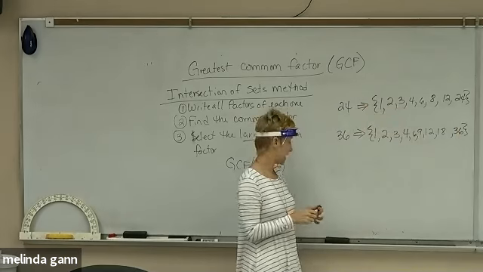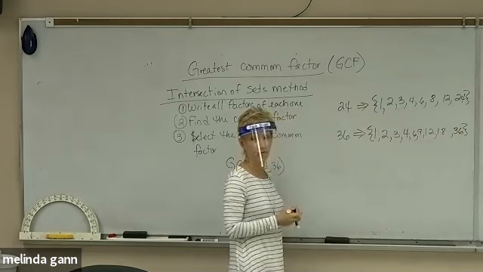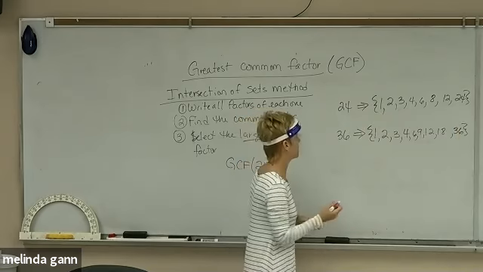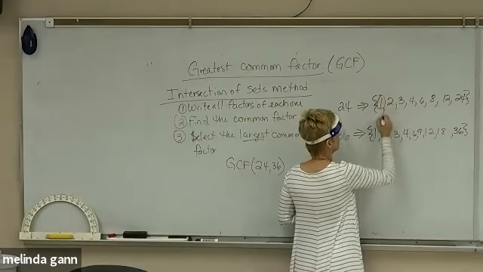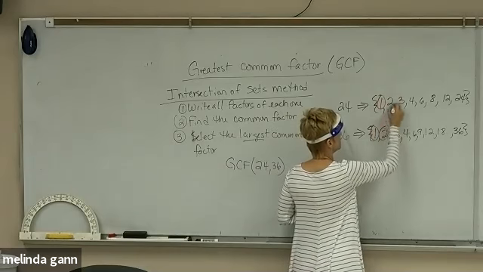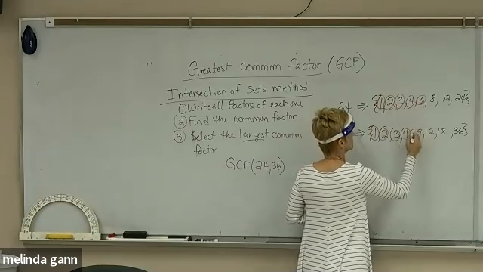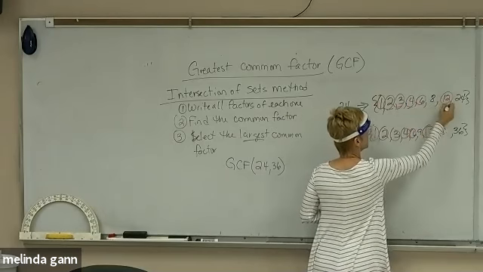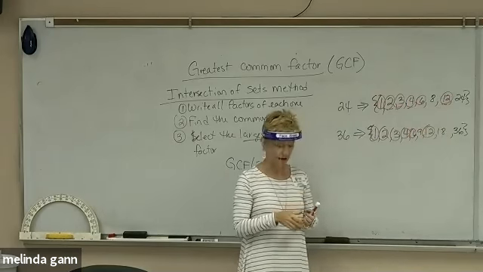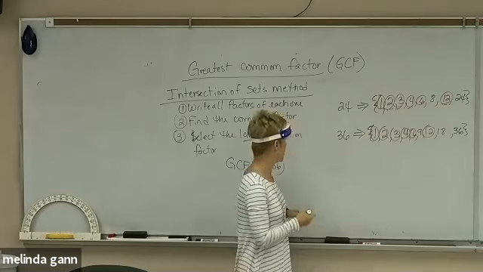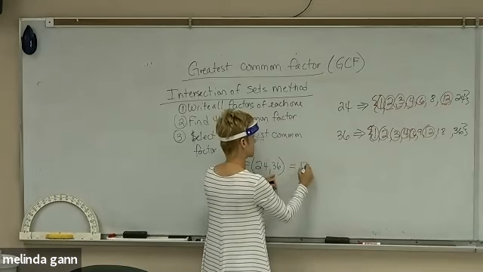All right, what's the next thing I do? Find the ones they have what? In common. So what are my common factors going to be? 1. What else? 2, 3, 4, 6, 12. Is that it? How do I know what to pick for my final answer? It's the biggest one, so what's it going to be? 12.